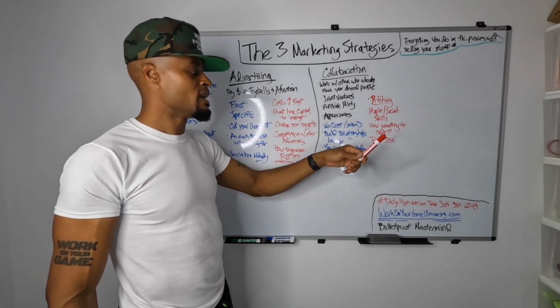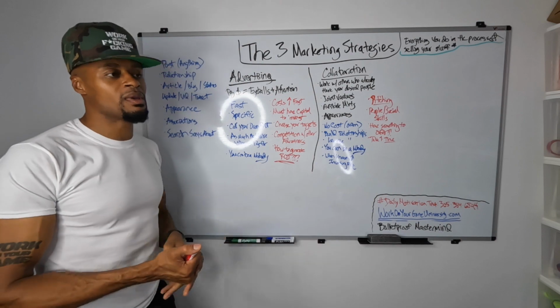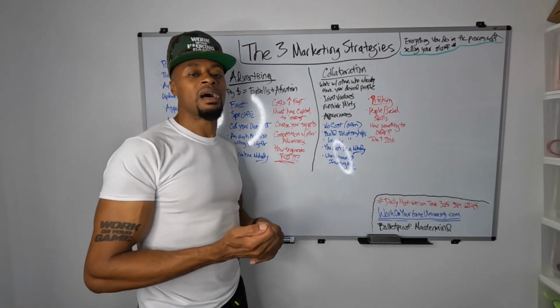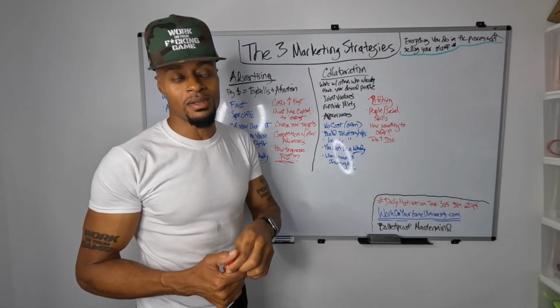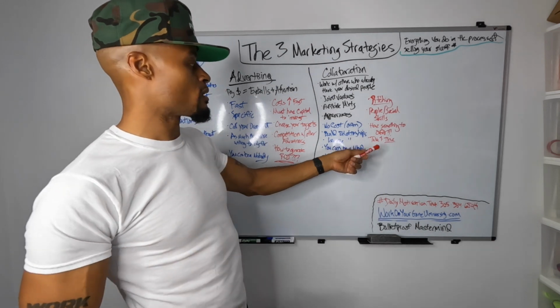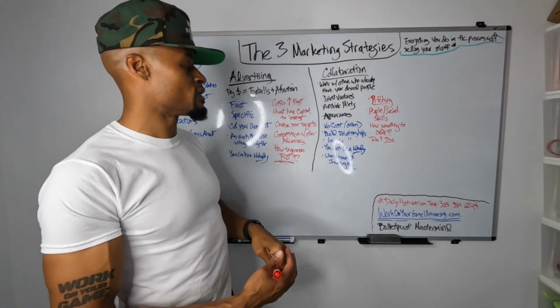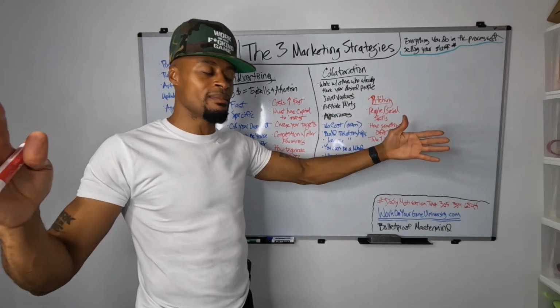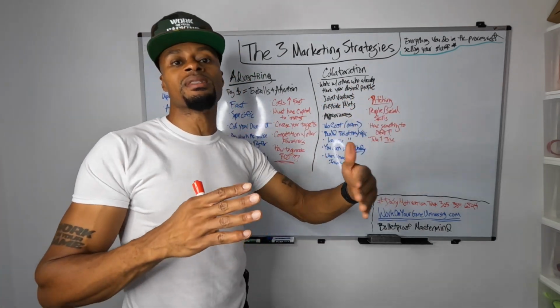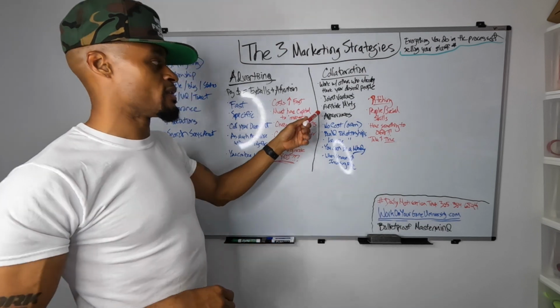This can take time. Sometimes it happens immediately. I've reached out to people and been on their show 3 days later. I've reached out to people, been on their show 6 months later. So these are forms of collaboration. Or I've done affiliate marketing deals. I've done appearances. I've done joint ventures. Sometimes they take a long time before the thing actually takes place and then the money gets made. And sometimes it's a very short period of time.